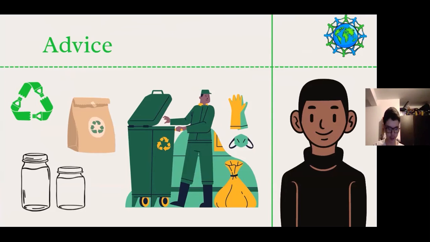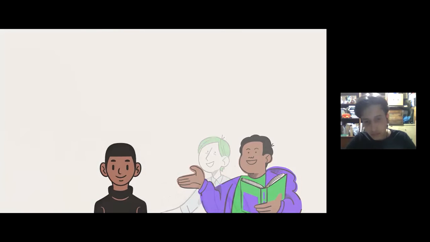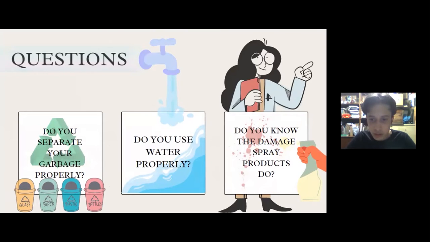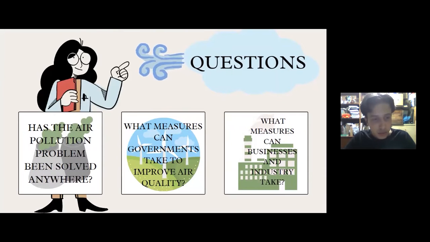The first question is, do you separate your garbage properly? The second question is, do you use water properly? The third question is, do you know the damage spray products do? The fourth question, has the air pollution problem been solved anywhere? And the fifth question, what measures can governments take to improve air? And the sixth question is, what measures can business and industry take?